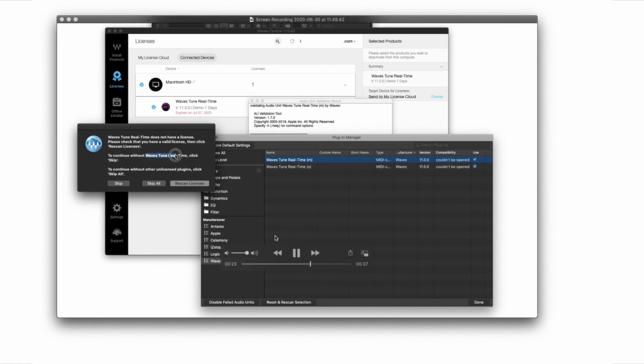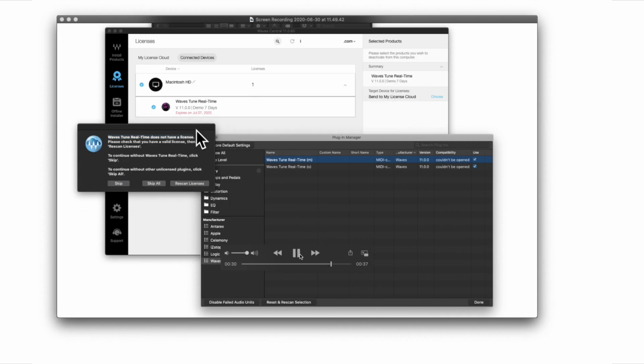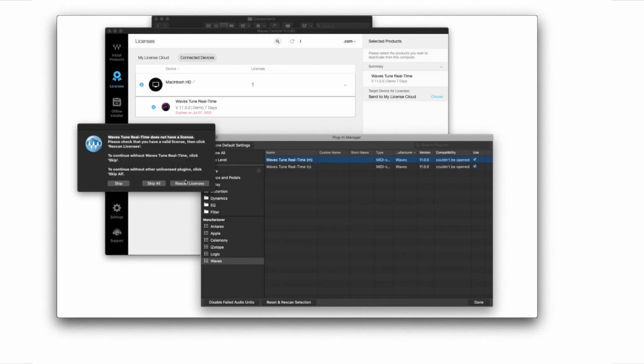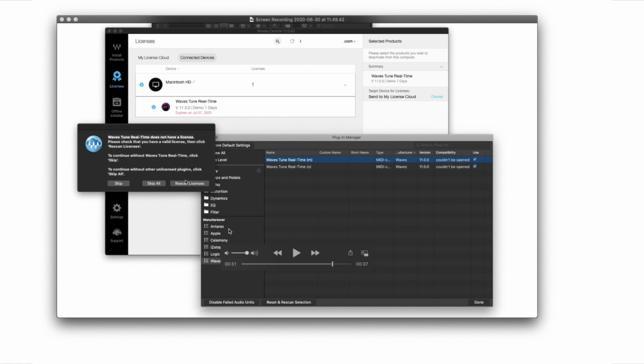But as you can see here, it's saying Waves Tune real-time does not have a license. I was like, big man, my license is right there. I had it about 20 minutes ago. So there was a reason it was not registering with my computer. I didn't understand why. This could not be opened thing down here just means that when I went to the plugins in Logic, Waves wasn't showing up. My other ones were, but Waves wasn't.